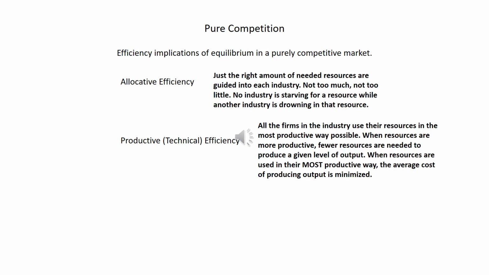Productive efficiency occurs when all the firms in the industry wring every ounce of productivity out of their resources. If resources are more productive, fewer resources will be needed to produce a given level of output, thus reducing the average or per unit cost of production. If resources are used most efficiently, average cost of production will be minimized.